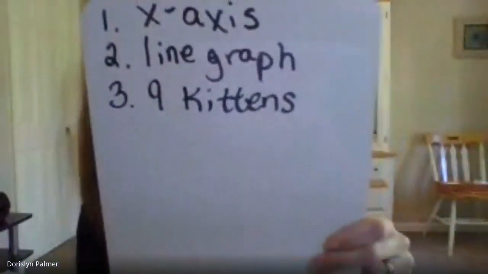Number 3, 4, and 5 show us a line plot. We have to answer some questions about it. Number 3, how many kittens weigh at least 3/8 of a pound? It didn't say exactly 3/8, but at least 3/8. So what did you say for that one, Jack? 9 kittens. Good. I was afraid you were going to say 4.